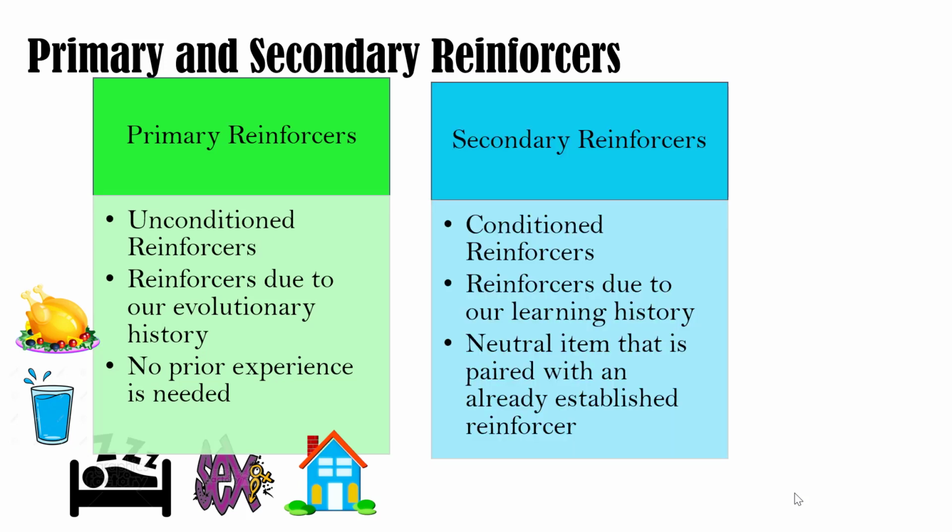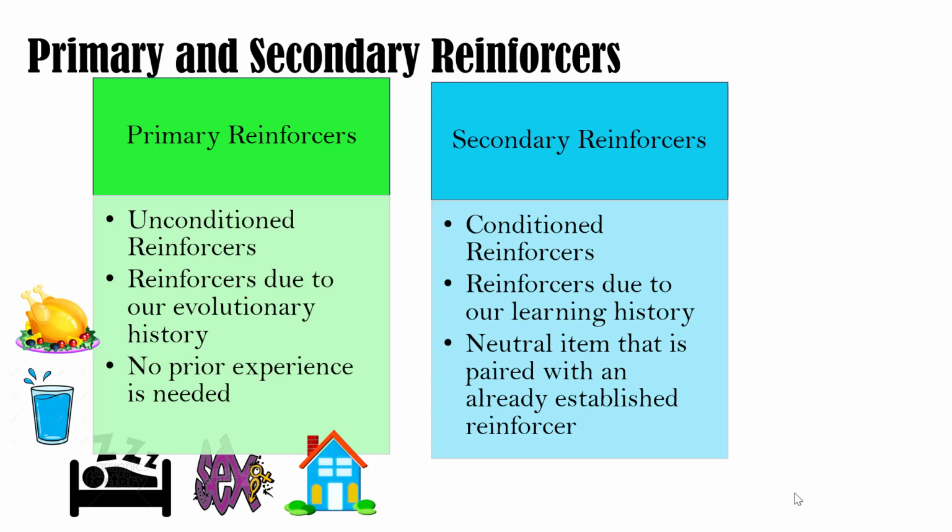The second category of reinforcers are secondary reinforcers, or oftentimes they're called conditioned reinforcers. These are items that function as reinforcers due to our learning history. So this is some type of neutral item that the item within itself does not function as a reinforcer, but you pair it with an item that's already established as a reinforcer. And after you pair it, that neutral item will now become a reinforcer.